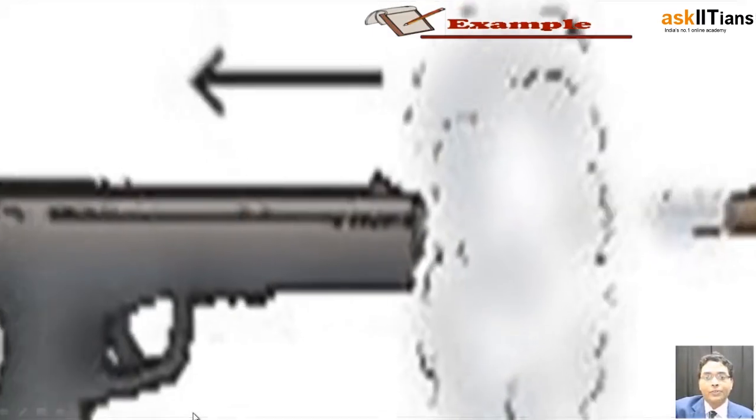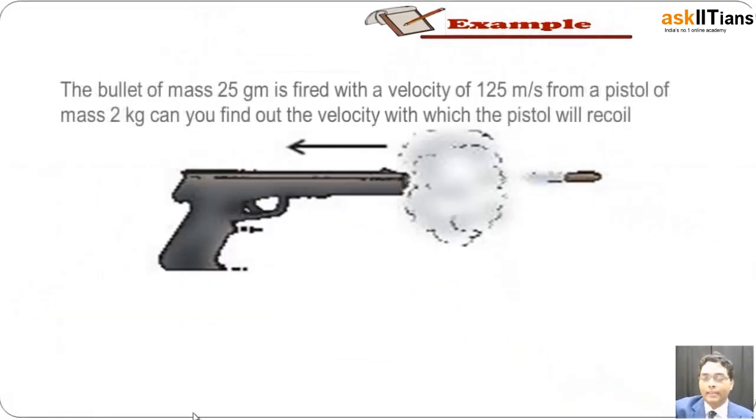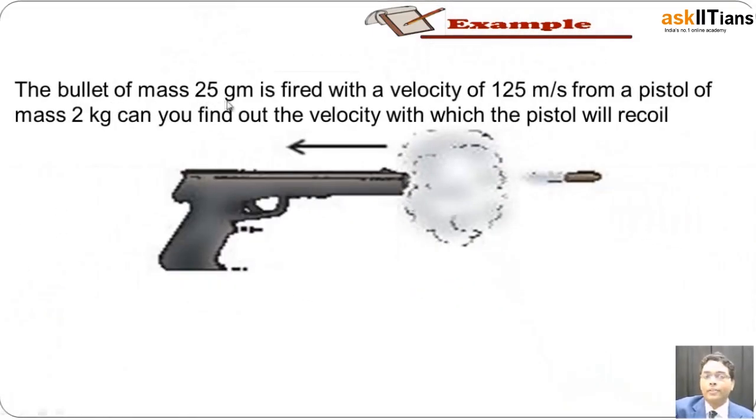Similarly, if we do a kind of a bullet and a gun problem, so if I say that the bullet of a mass 25 grams is fired with a velocity of 125 meters per second from a pistol of this much, as you can see there is no external force acting. So as soon as the bullet moves in the rightward direction, there is going to be a recoil that is going to be felt by the gun.